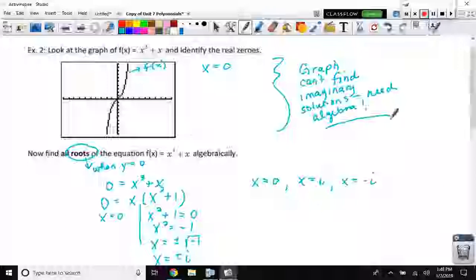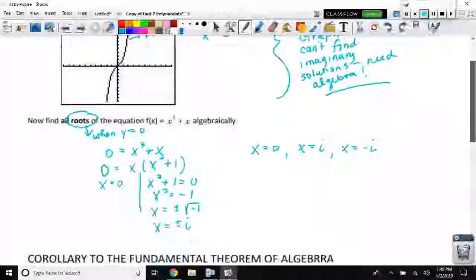Is there any way to know when you're going to have imaginary solutions? Let's just talk about that. Yeah, let's talk about that right now. Okay, so the question is, how do I know whether I'm looking for them or not, or if I'm good with the graph, right? Okay, so here's the key.